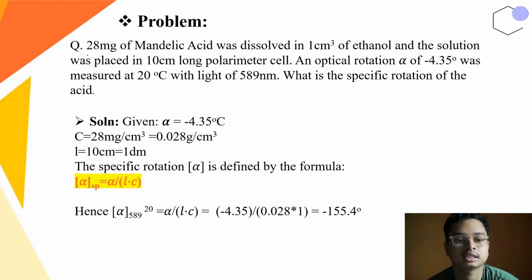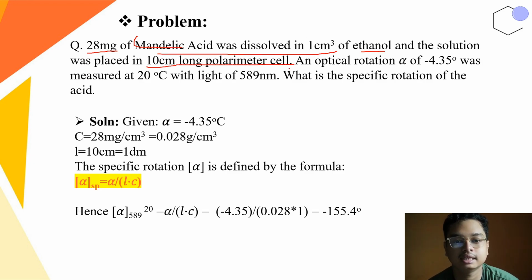The question suggests that 28 mg of mandelic acid was dissolved in 1 cm³ of ethanol. So ethanol is our solvent here, and mandelic acid is our chiral molecule. Now the solution is placed in a 10 cm long polarimeter cell.